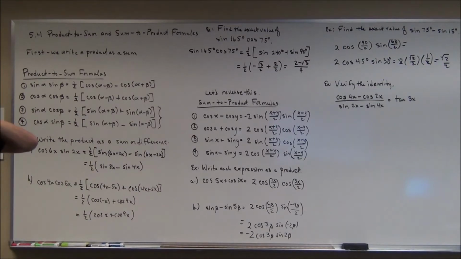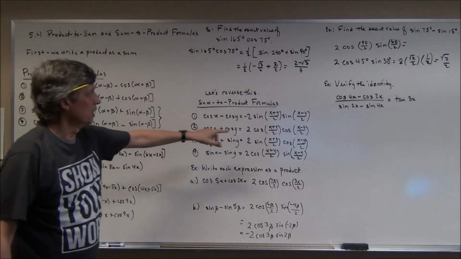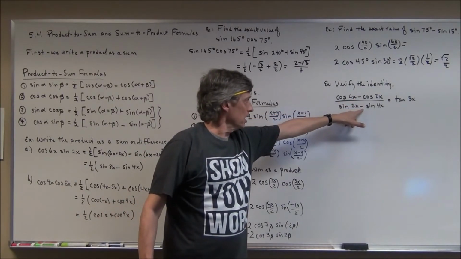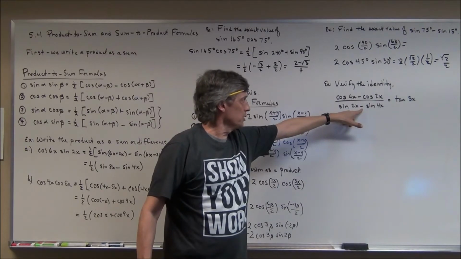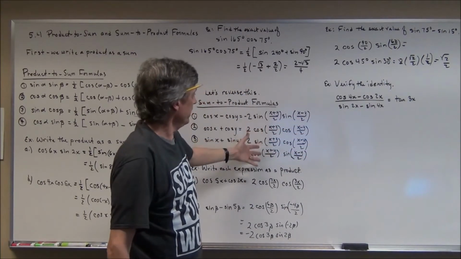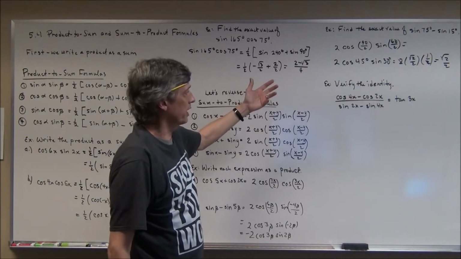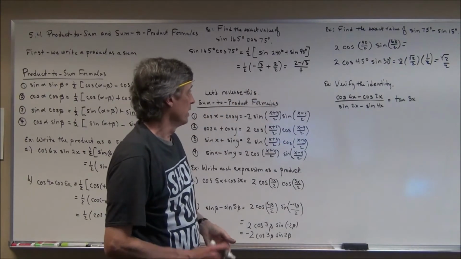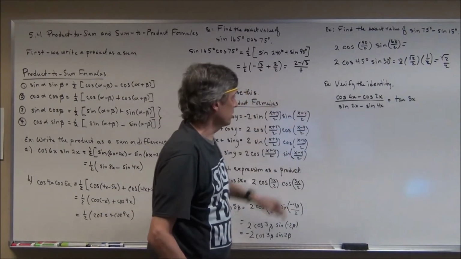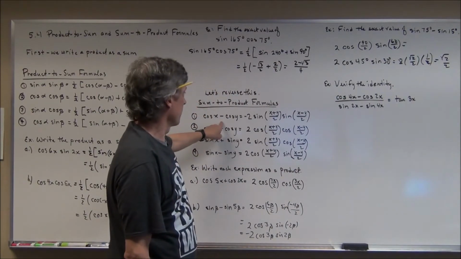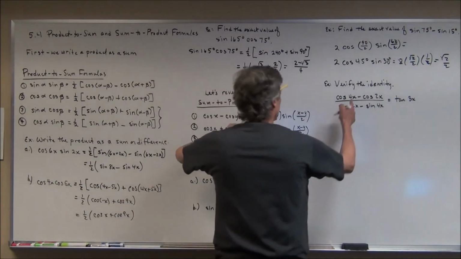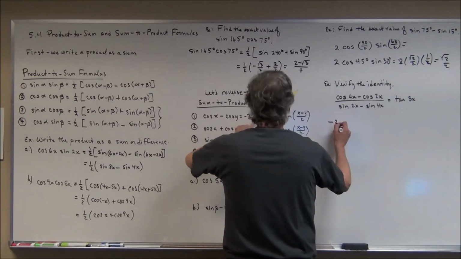Now I saved the best for last in that I want to verify an identity. And as you can see, the left side is much more complicated looking than the right side. So I'm going to use the left side, and I'm going to use these formulas to take these 2 expressions in the numerator and denominator that include a subtraction, and see if I can write these as products. Maybe something will cancel top and bottom. Maybe it'll simplify nicely. So the top one here, the cosine of 4x minus the cosine of 2x, that's number 1 here. This is going to be equal to, using this formula, negative 2, the sine.